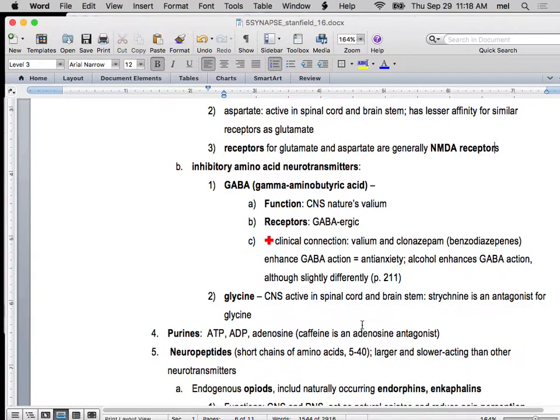Okay, glycine is active in the brain, in the spinal cord and brainstem. Have you guys heard of strychnine? Strychnine is a poison because it's an antagonist for glycine, and it actually inhibits the brainstem and spinal cord function, and you just stop breathing with that one.